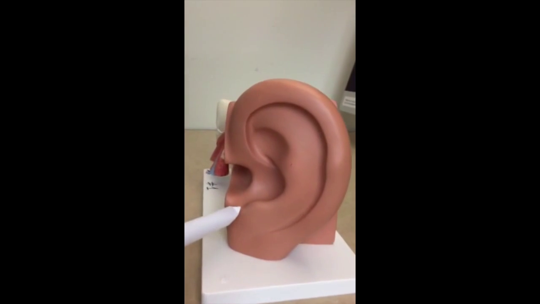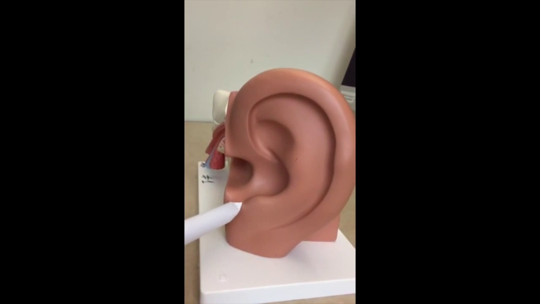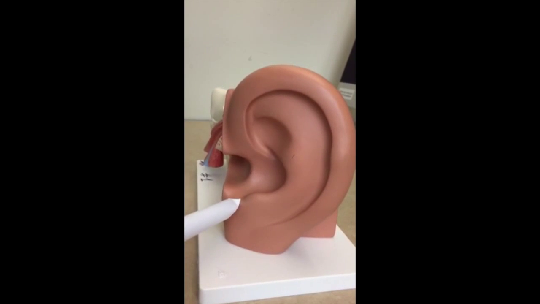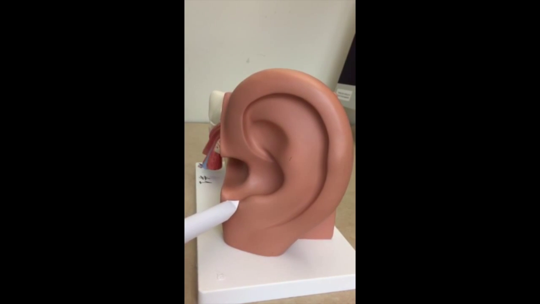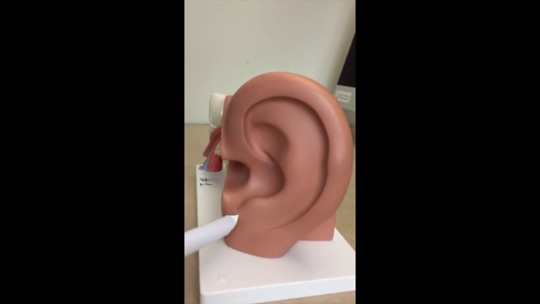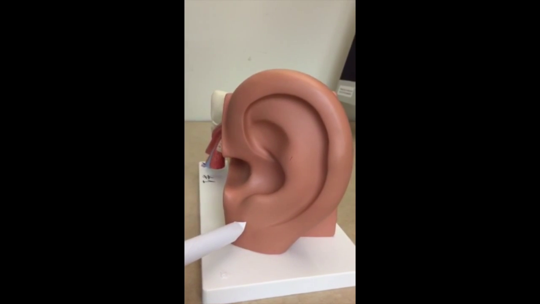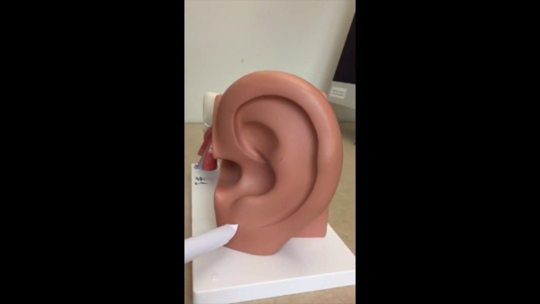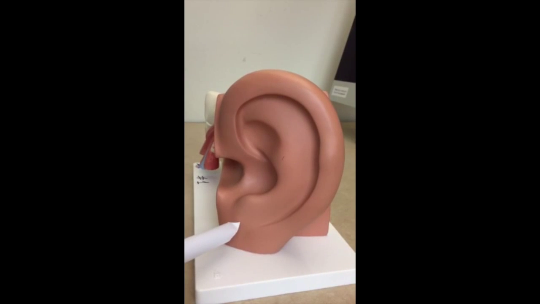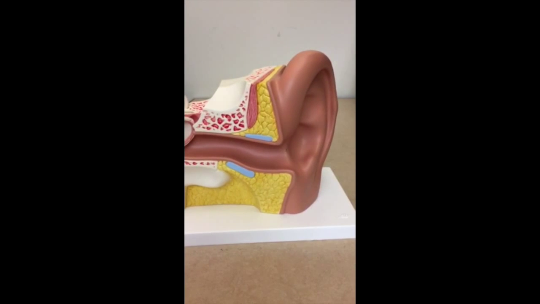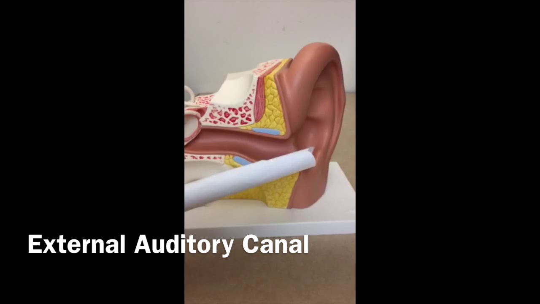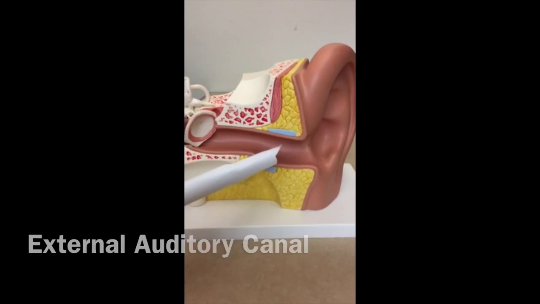Down here, we have a depression known as the intertragal notch, which is located between two eminences known as the tragus and the antitragus. Down here, we have what's known as the ear lobule, or more commonly referred to as the earlobe.